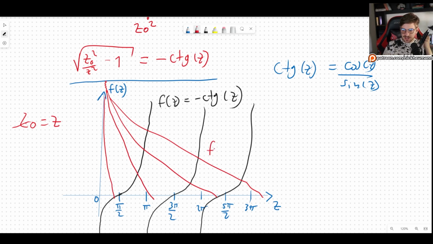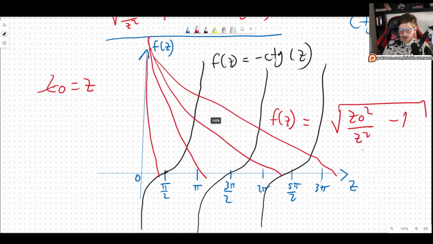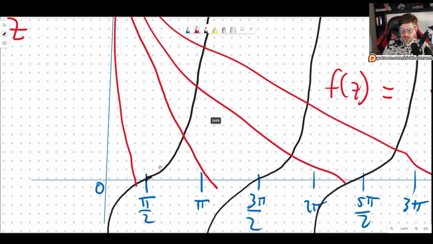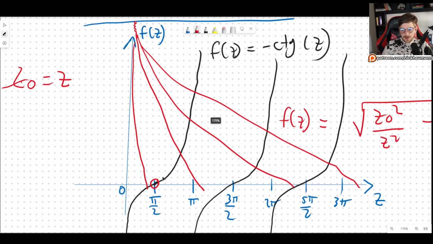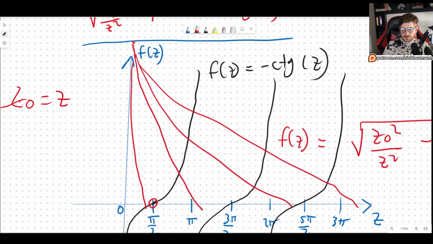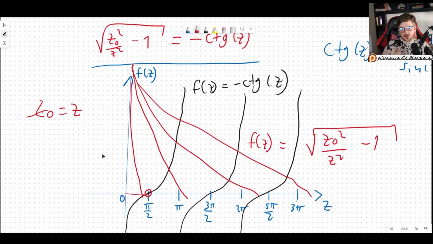And all of those red lines are f of z equal to the square root of z0 squared minus z squared minus 1. Okay, and notice something very interesting. If the value of z0 is not enough and our function just decays like this, it doesn't actually get to cross this function in the positive region, which is of course what we're interested in here. So in this region, we just cannot have a solution. Before pi over 2, there is no solution.